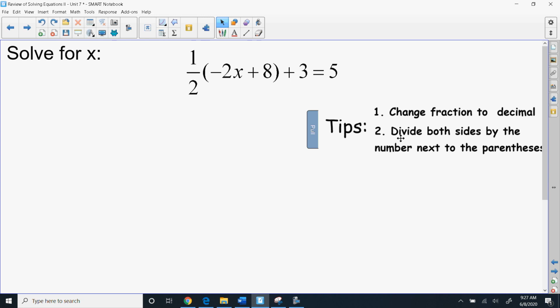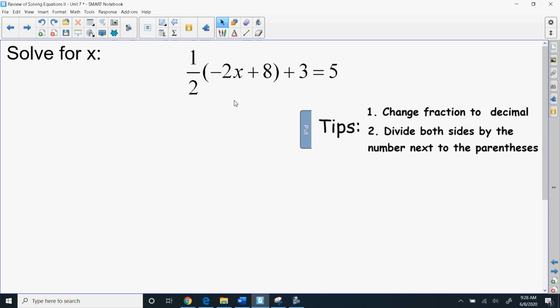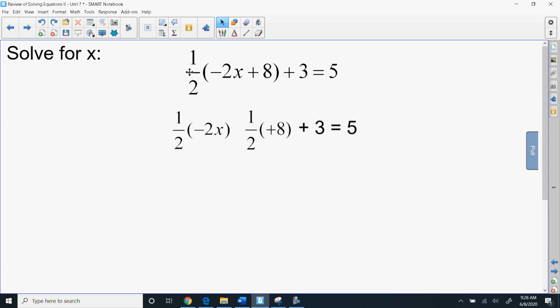Or, as I had in my movie I dedicated to Damari, divide both sides by the number next to the parenthesis. That way you can solve it a lot quicker, and you'll definitely be rid of your fraction, because we know that a number next to parenthesis means multiply. So those are my two tips, but I'm going to distribute. So the 1/2 to the stuff inside the parenthesis, so the 1/2 will be multiplied by the minus 2x, and then the 1/2 is going to be multiplied by the plus 8.